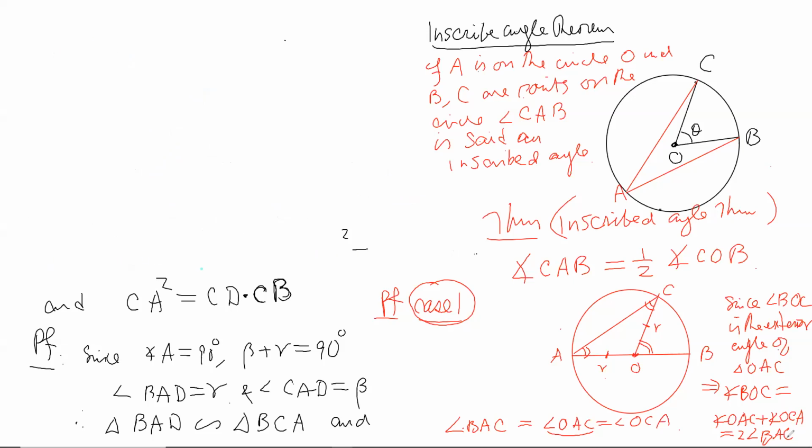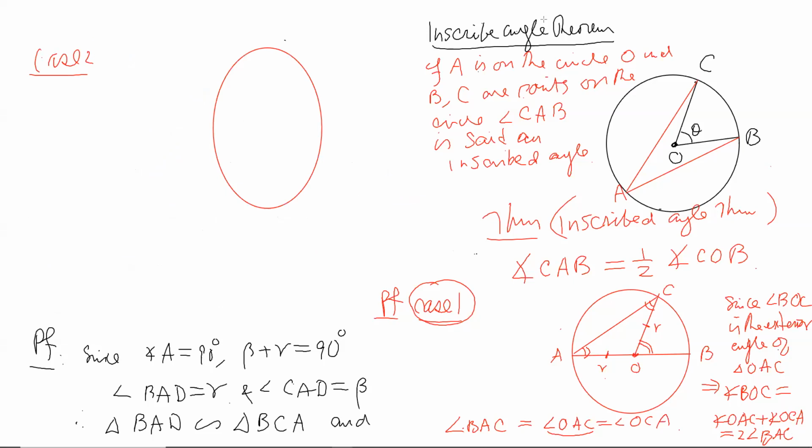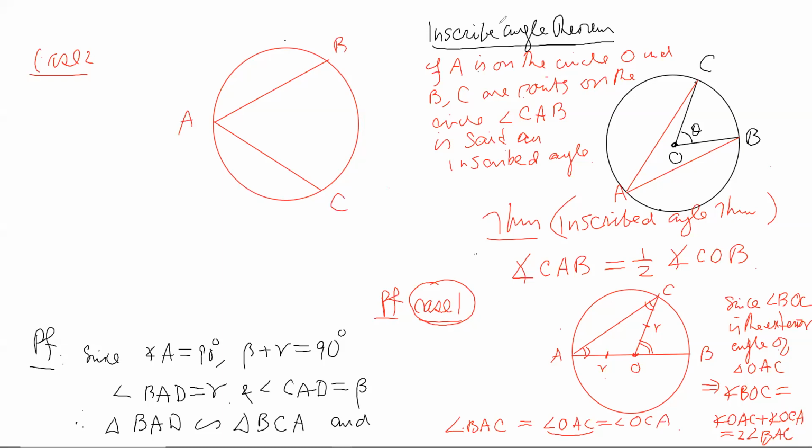Where no parts of the angle pass through the center of the circle. Right, so case two is this. We have this circle, and this is the case. So this is the B, A, and C, right? Then we also have a BOC there. How do I prove this?